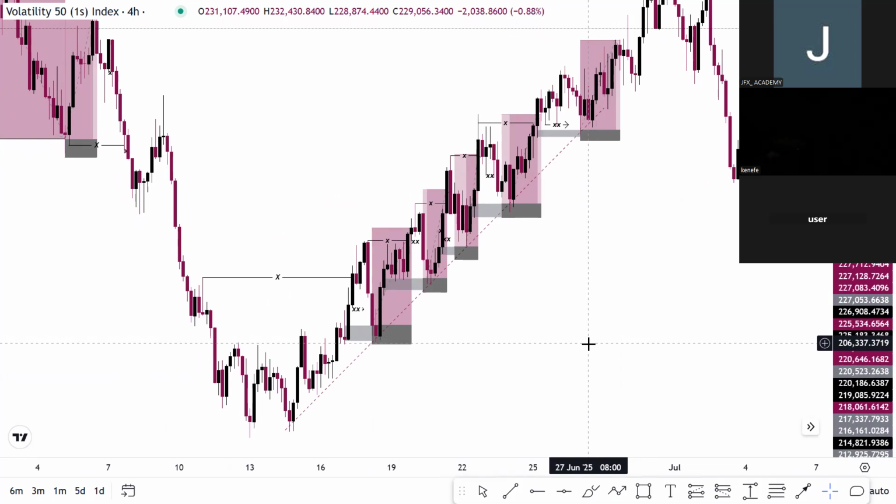You can't use market structure shift on lower time frame to judge what is happening on higher time frame. Higher time frame is the overall trend.